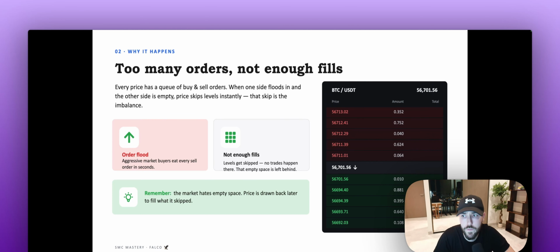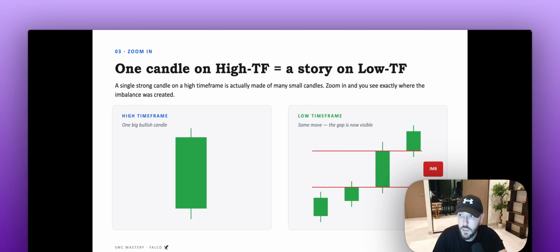And you need to understand one thing. The market hates empty spaces. If the price has been skipping a part of the price, the market will come back to fill it in most cases. So one candle on a higher time frame is basically a story on a low time frame.